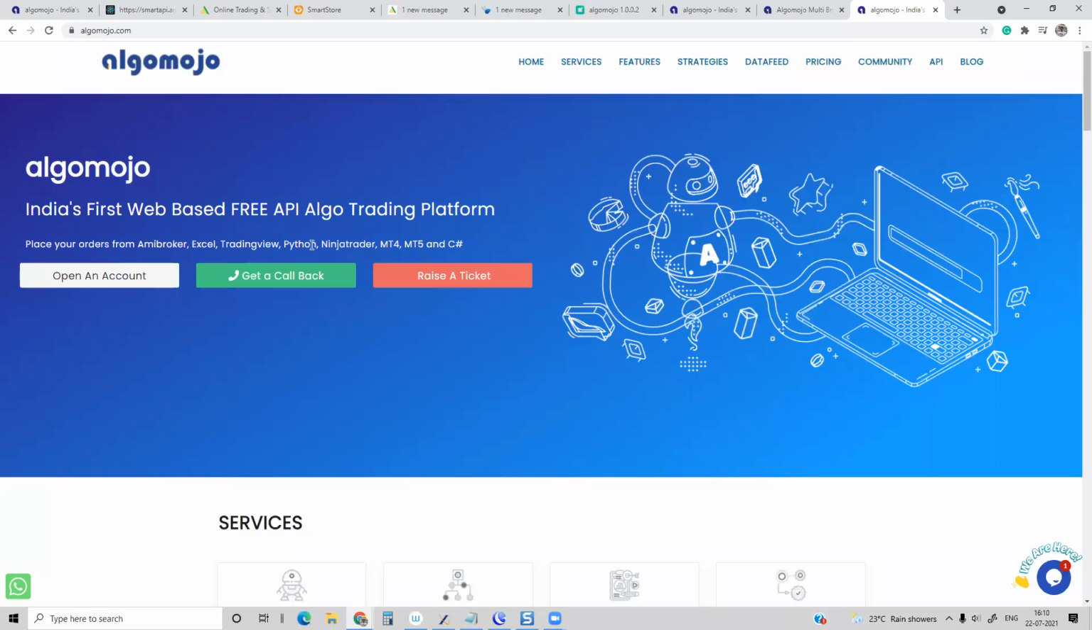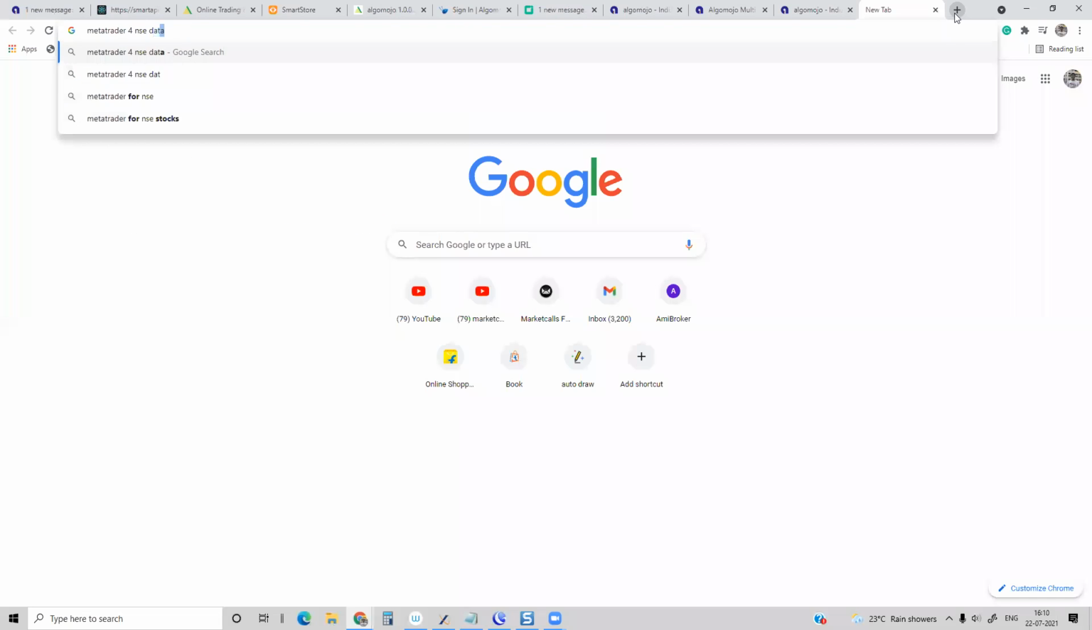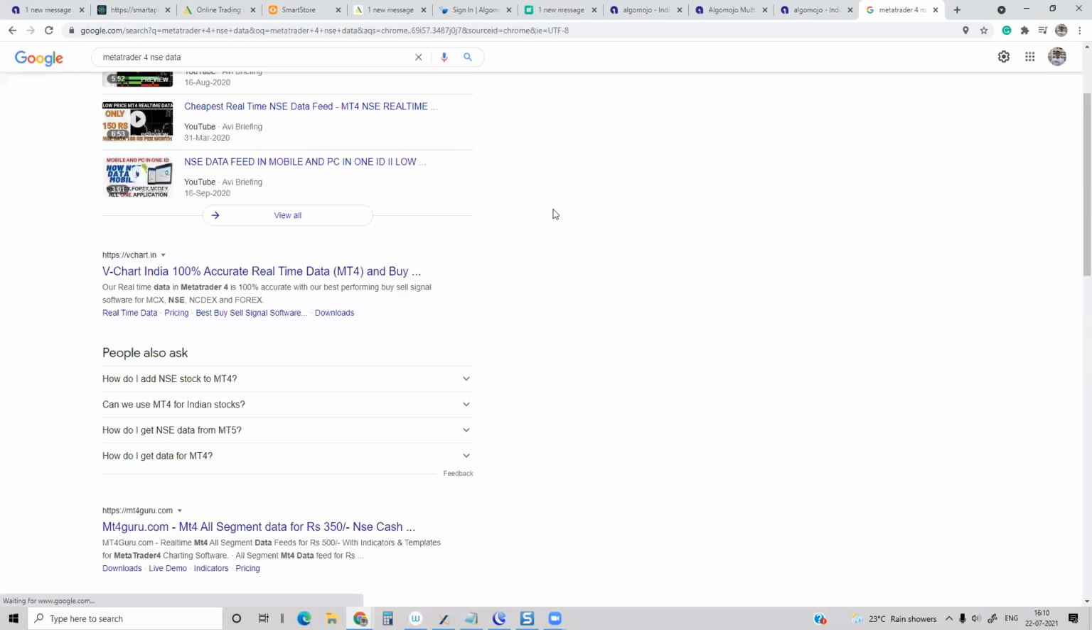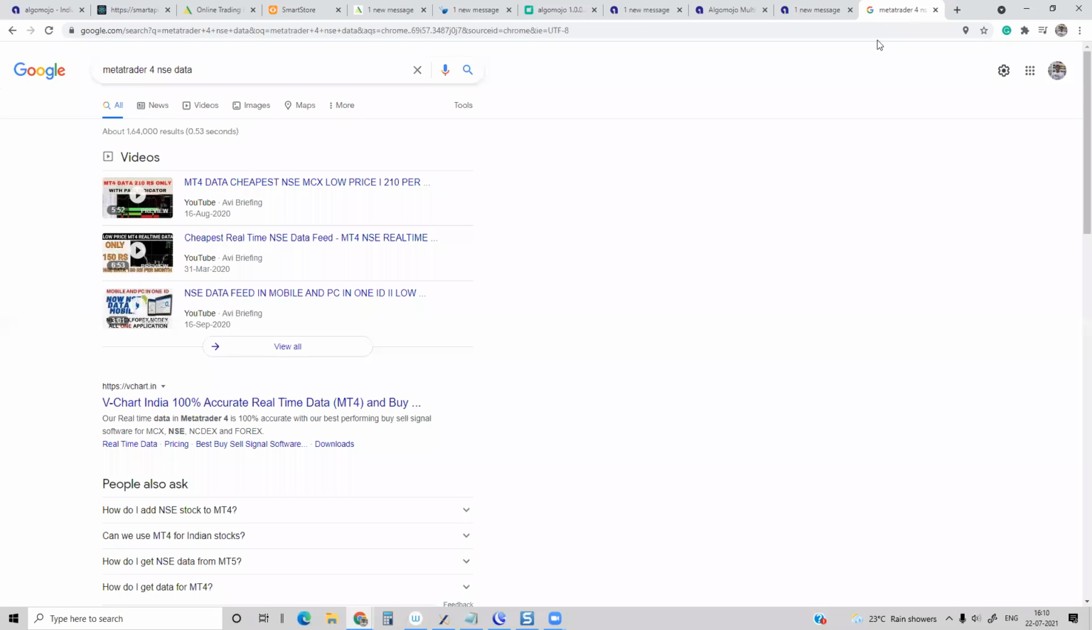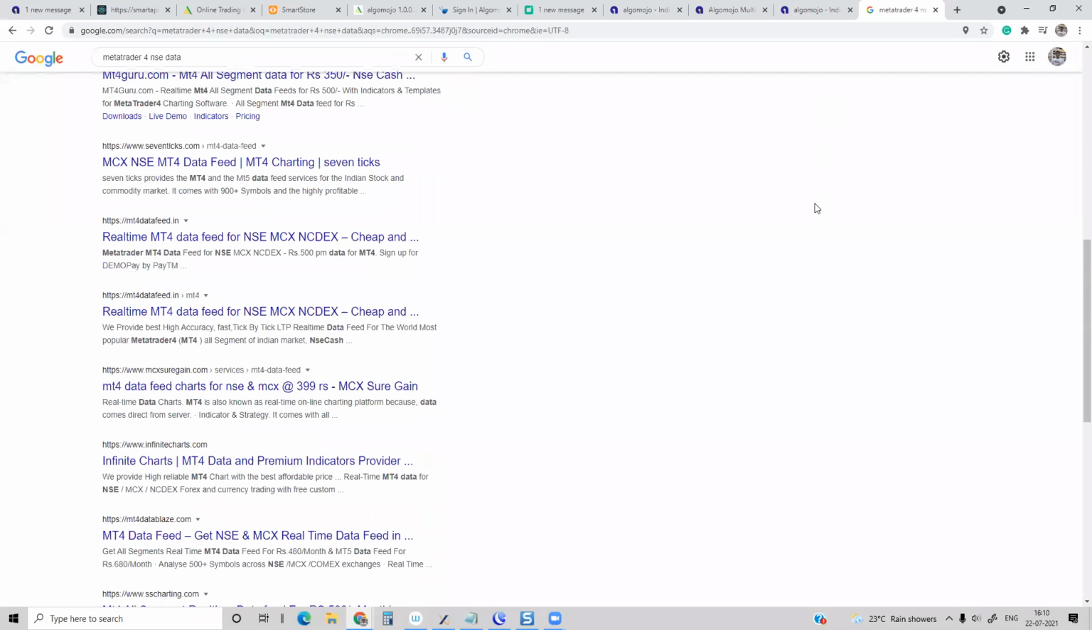Now, I personally use AmiBroker more, and MT4 is very interesting, because a lot more MetaTrader vendors these days come at cheaper cost. If you Google MetaTrader 4 NSE data, you will get thousands of vendors on the internet. A lot of internet users provide MT4 data, and people are charging anywhere between 300 to 500 rupees. Different vendors charge differently. You can go and check it out on your own and find a lot of vendors on the internet.